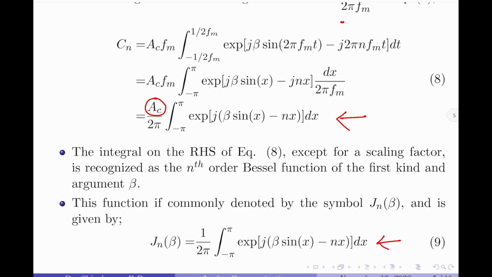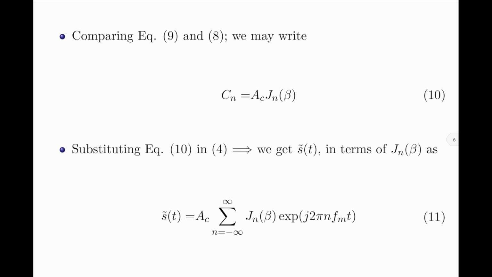Therefore, I can write equation 8 as Cn equals AC multiplied by Jn of beta, and that is shown in equation 10 here. So, the Fourier coefficient Cn is equal to AC, which is the carrier signal amplitude, multiplied by the nth order Bessel function of the first kind, which is Jn of beta.